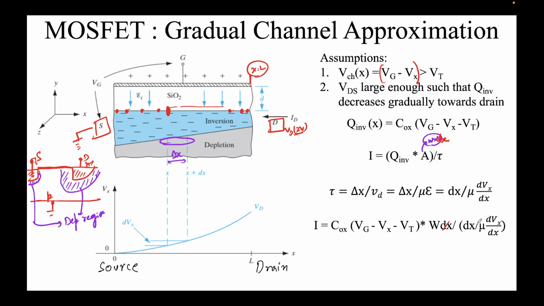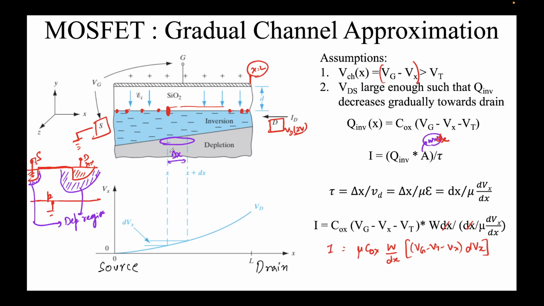Yeah, so these two terms will get cancelled, right? And what I'll get is mu will come up again. So mu C ox W over dx, Vg minus Vt minus Vx times dVx. This is the current only in this region, mind you.